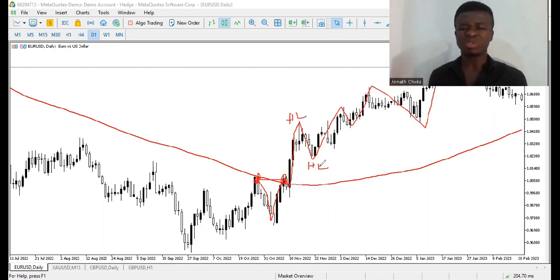So that's just what market structure is all about. Knowing the trends: the bullish trend when it is going up, the bearish trend whenever it's going down, the consolidation whenever the market is ranging or doesn't have a particular chart pattern. And then the break of structure, very important, which shows the continuity of a trend or the reversal of a trend.